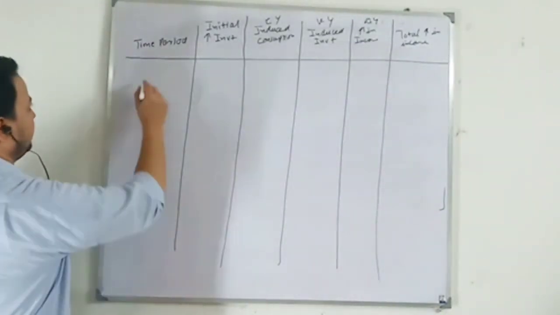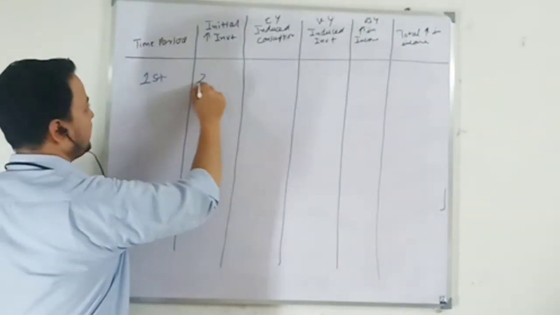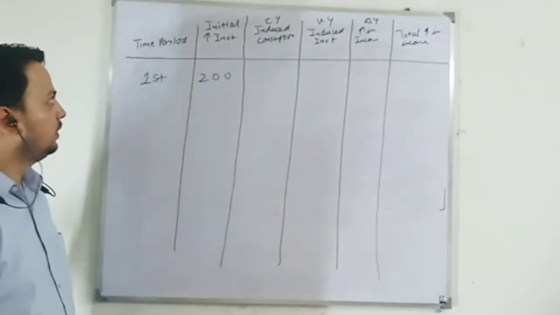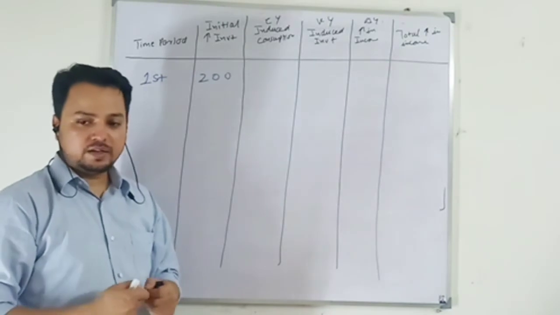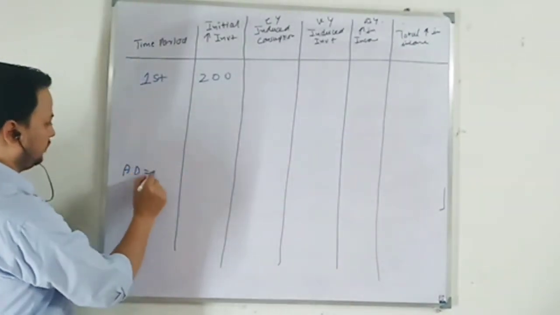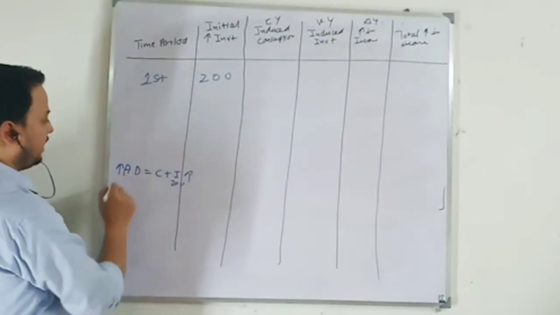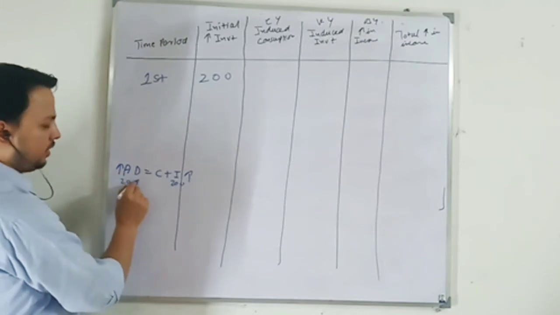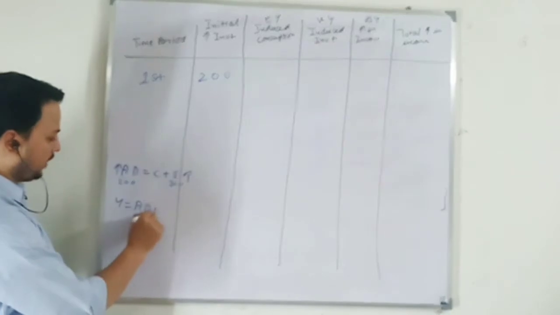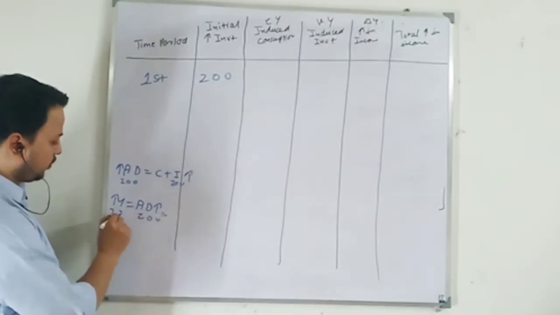So first time period. In the first period, my initial increase in investment is 200. Remember the example that I have done? I am just doing that example. When investment increases by 200, my aggregate demand will directly increase by 200. When aggregate demand increases by 200, in equilibrium y equals AD, so my income will increase by 200.